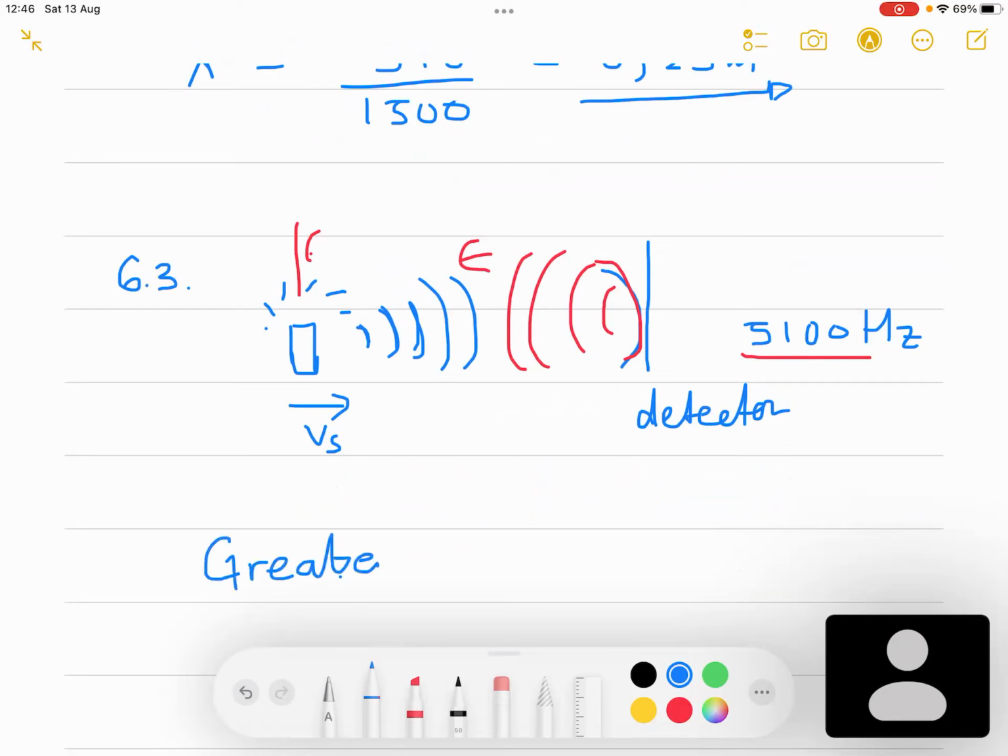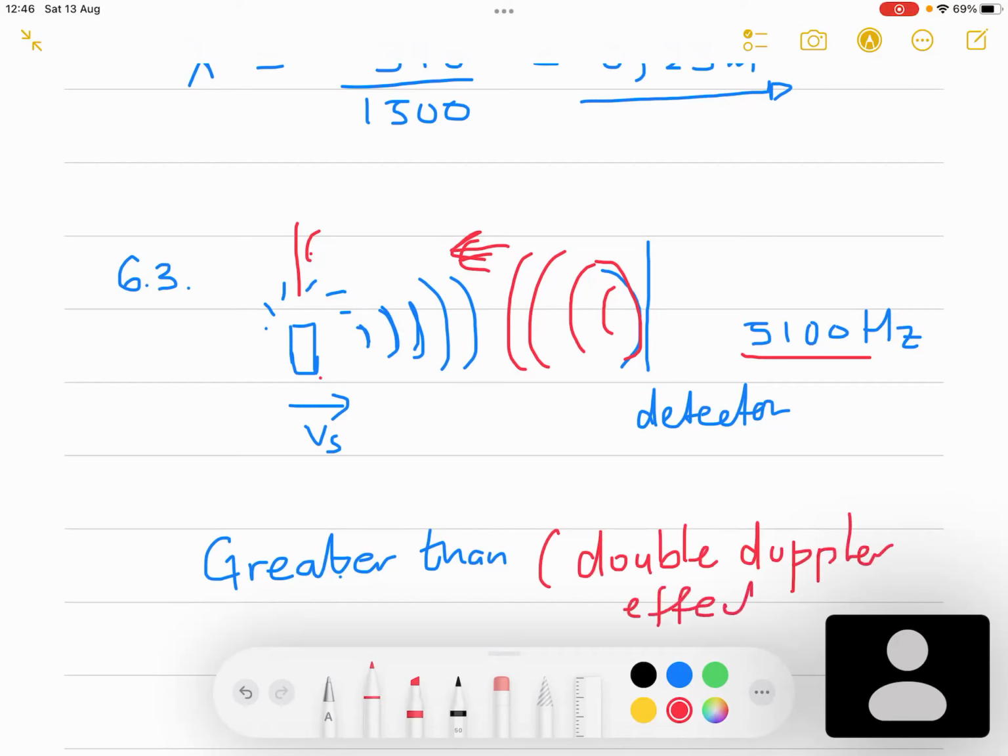Okay, well, the answer is it will be greater than. Because remember, in this case, these red waves are moving in this direction and the source is also moving towards it. They are moving towards each other, so you are going to get a higher frequency. And in this case, where you've got the source waves being reflected back to the source, this is called a double Doppler effect. Okay, so that answers that question.